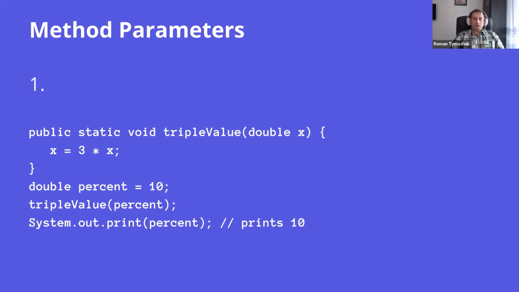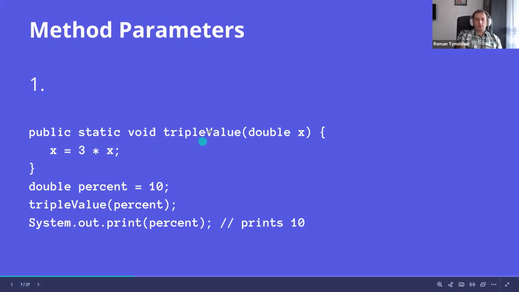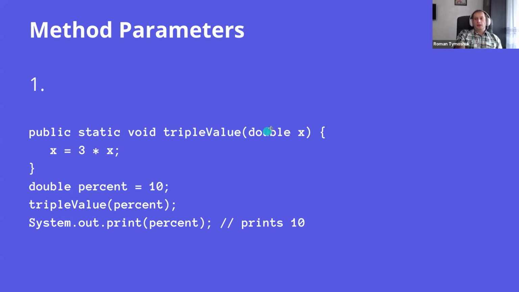We have method parameters. Well, I think a lot of things are clear here. For example, we have this static method, triple value, and we have a simple primitive variable of type double x. Does anyone want to explain this example in detail?